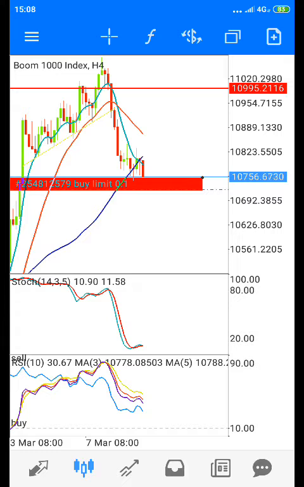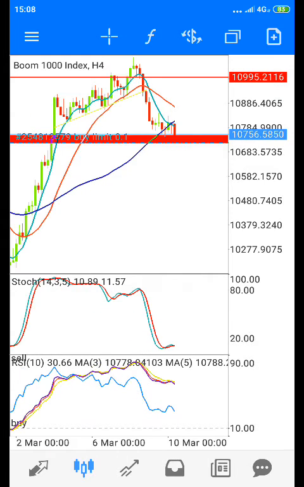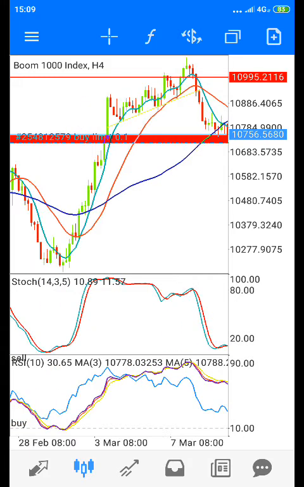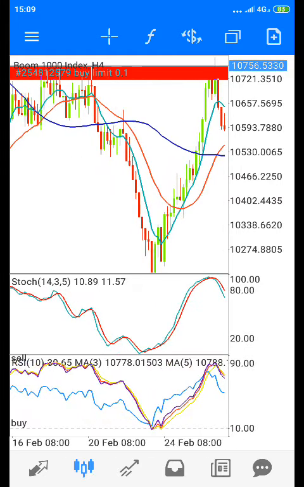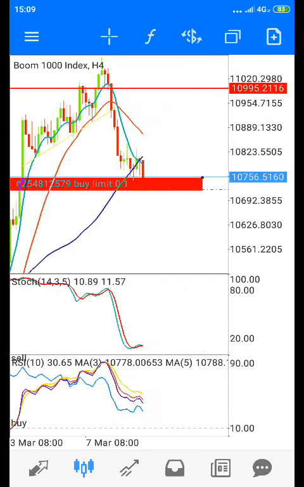So, we are here at Boom 1000 index. It is a higher time frame, a 4-hour time frame. And what I am doing here, see it closely here: I draw a zone that is resistance, but it is acting as support here.